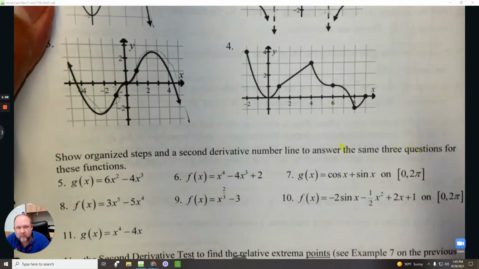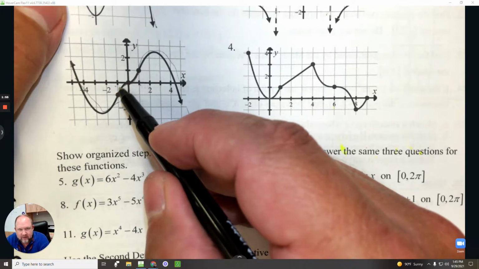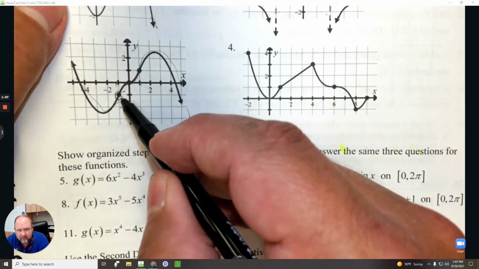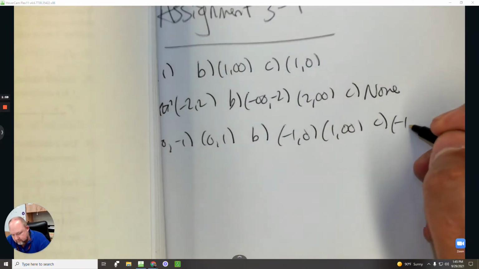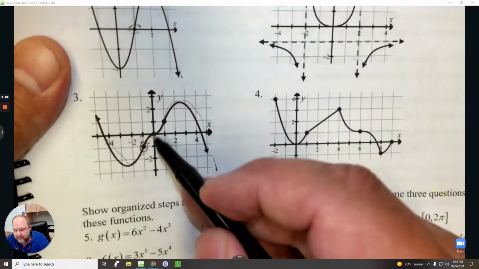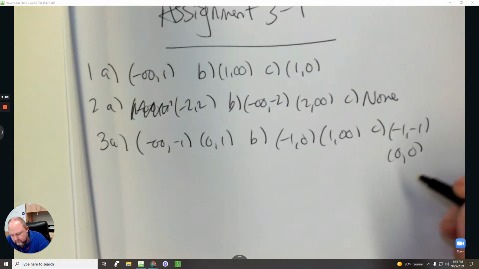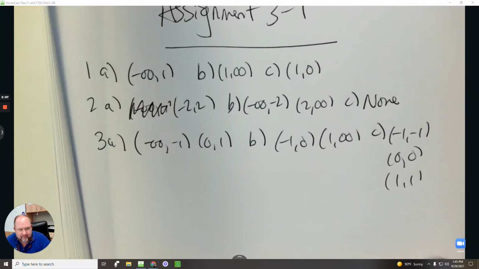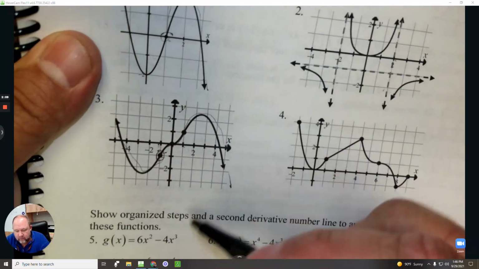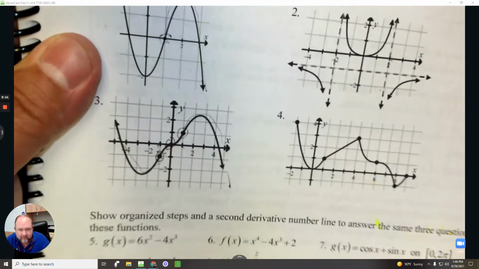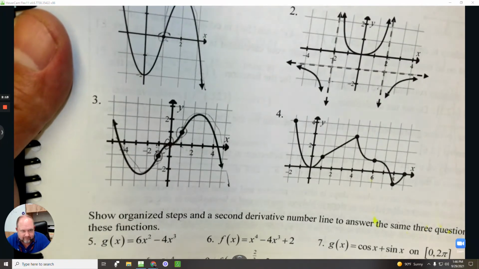Points of inflection, where does it change concavity? So at negative 1 is a point of inflection. At 0, 0 is a point of inflection. And at 1, 1 is a point of inflection. So we have 3 points of inflection for number 3.